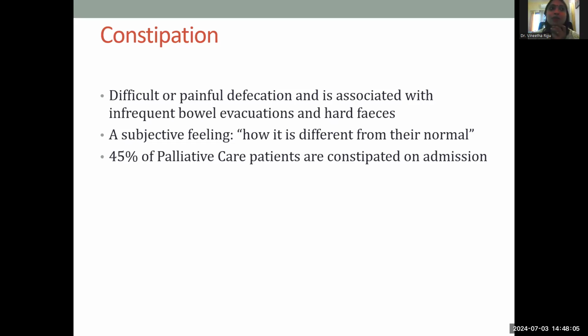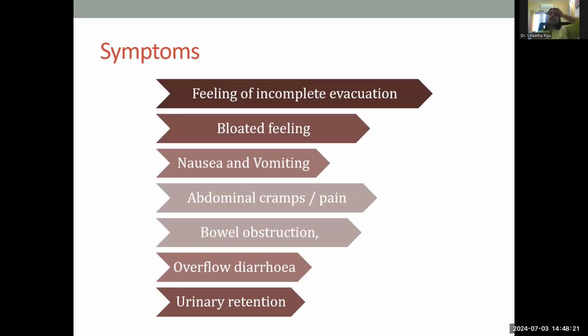And sometimes we also see an overinflated bulb of the Foley's. Okay, so these are all different symptoms that you can see among your patients, right? Feeling of incomplete evacuation, bloated feeling, nausea and vomiting. Sometimes patients present with abdominal distension, nausea, vomiting, right? Also colicky abdominal pain, bowel obstruction, overflow diarrhea. So that is one thing also that we come across. It's not uncommon. I'm sure most of you have seen this.